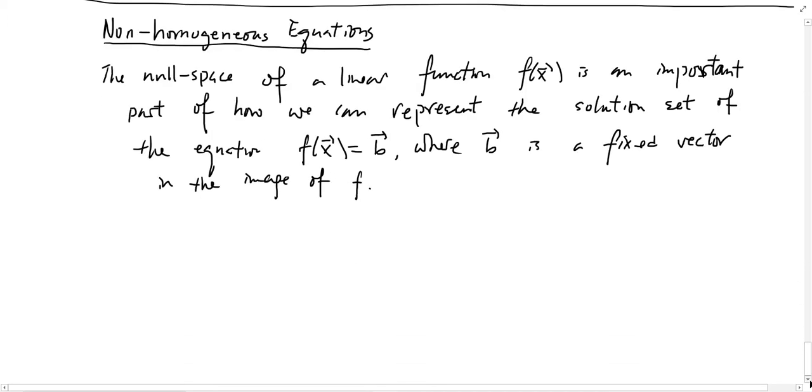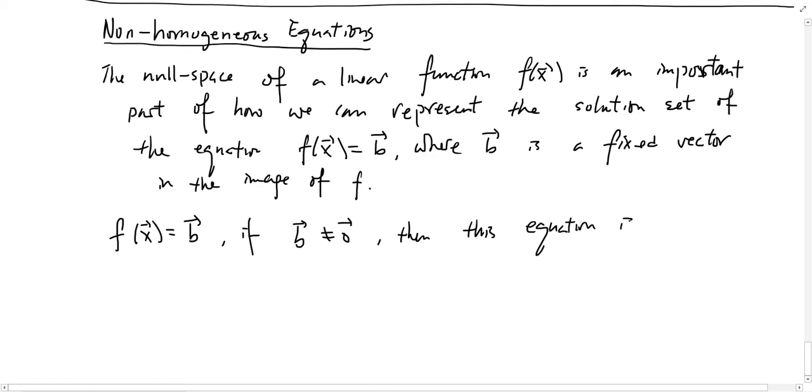So, terminology, which you already know from multivariable calculus. Let's say you have the equation f of vector x equal to vector b. If vector b is not the 0 vector, then this equation is called a non-homogeneous equation.